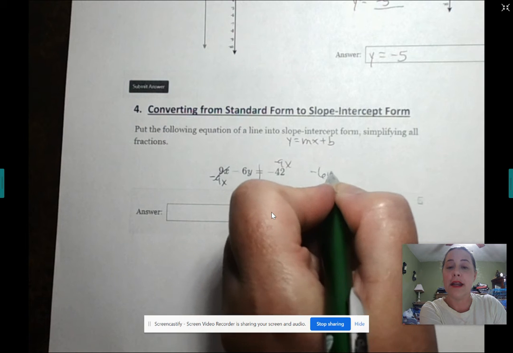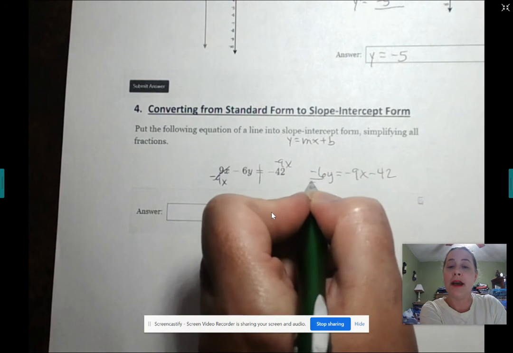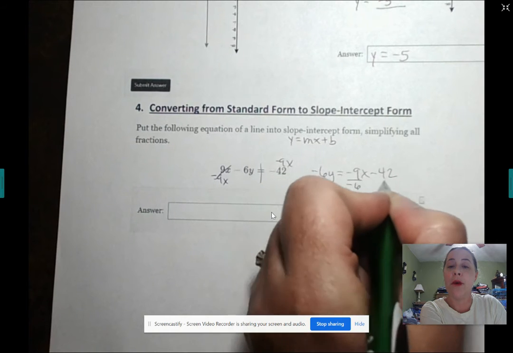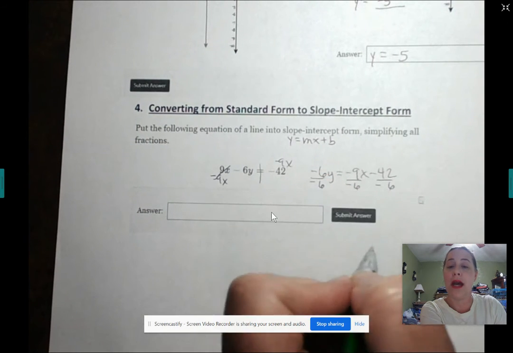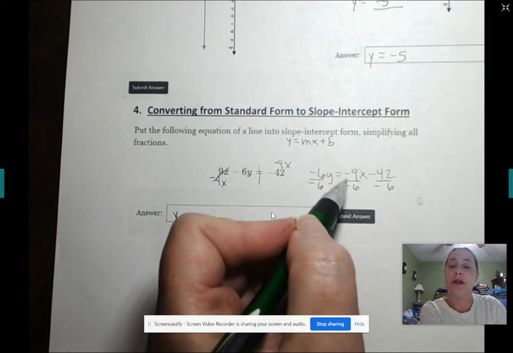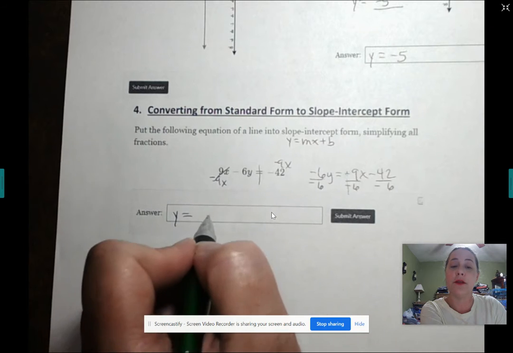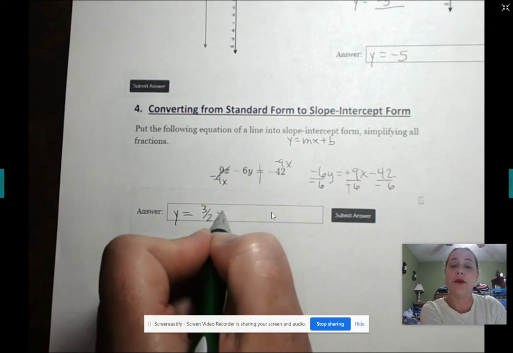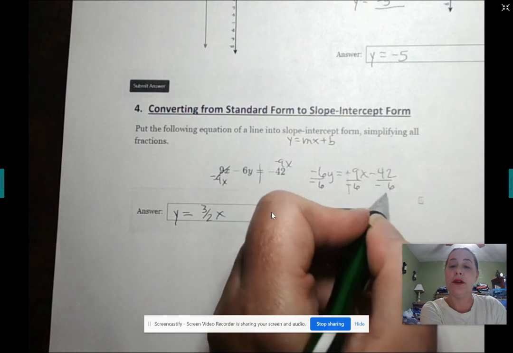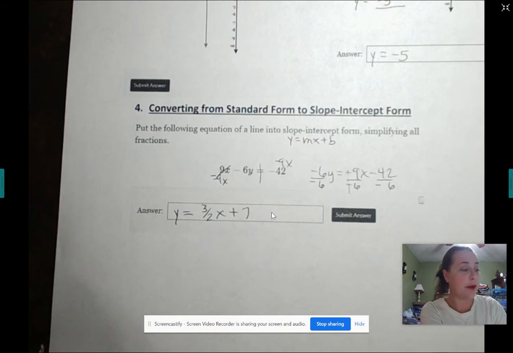First, move the x over. That has nothing to do with y. And then divide everything by the coefficient of y so that you have a 1y here. So I end up with y equals, and you need to reduce the fractions to their lowest form. The negatives cancel out, and 9 over 6 reduces to 3 over 2. And negative 42 over negative 6 reduces to a positive 7. And that is my slope-intercept form.